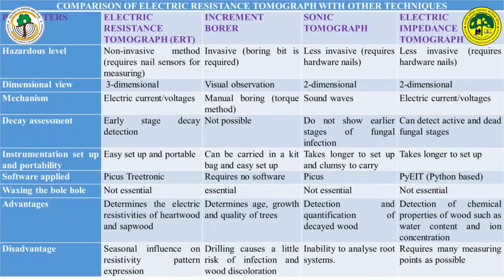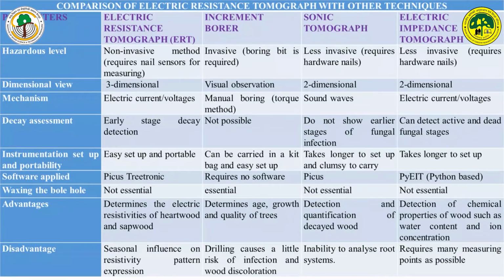We just have a comparison with different equipments and non-destructive tools which were used in comparison with the electric tomograph. The comparison was done with electric tomograph, increment borer, sonic tomograph, and also electric impedance tomograph. If you see the hazardous level, it's a non-invasive method; just nails are put on the surrounding circumference of the tree. So it is not hazardous.